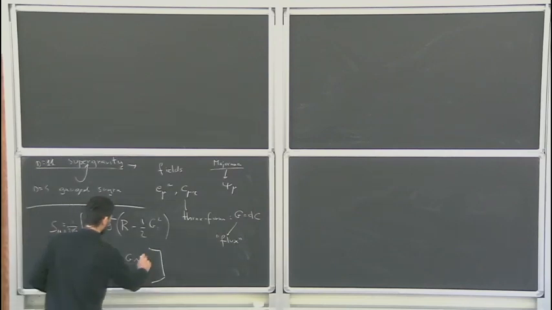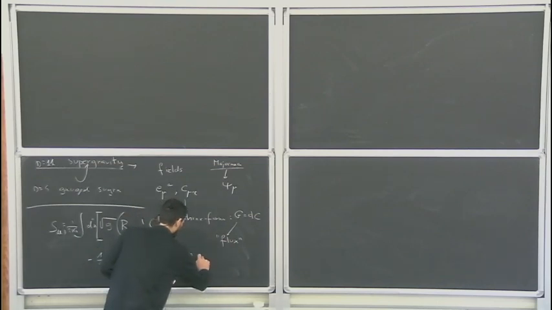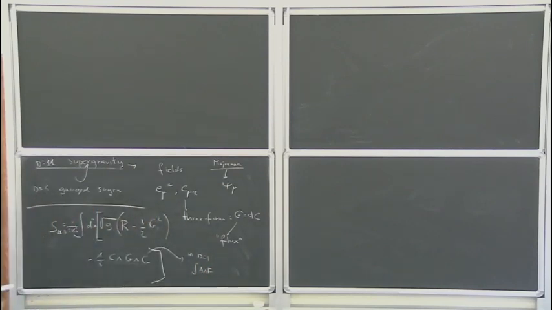So that's somehow analogous to what you may have seen in D equal 3. You can write something like A wedge F, right? That's normally called the Chern-Simons term in 3 dimensions.